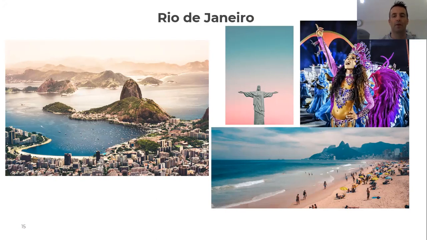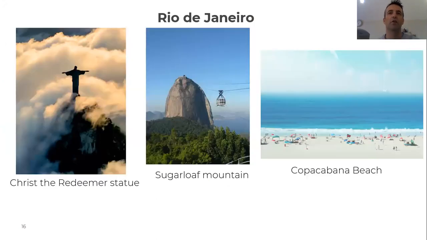Now, here are some pictures of the most iconic or famous places within the city. So you can see the picture on the left there is called Christ the Redeemer, and that's a man-made statue of Jesus. And that stands on top of the mountain overlooking the city. Now the statue itself is 38 meters tall, so it's a very, very big statue.